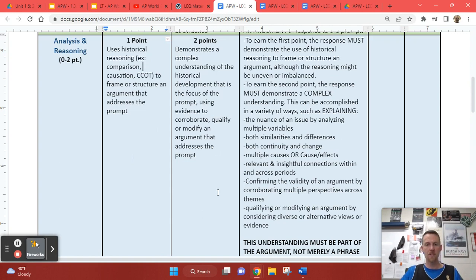Now for 2 points, you're demonstrating a complex understanding, right? Where you're actually kind of modifying the prompt, right? So there you might be talking about the subtle nuances of like the fact that England had ruled China or had tried to manipulate China, but in India, most of the interaction was under the administration of the British East India Company. That little nuance might help, right? Or if you're looking at similarities and differences.